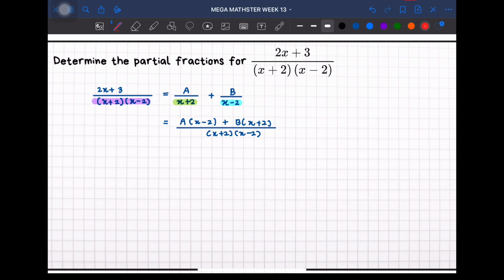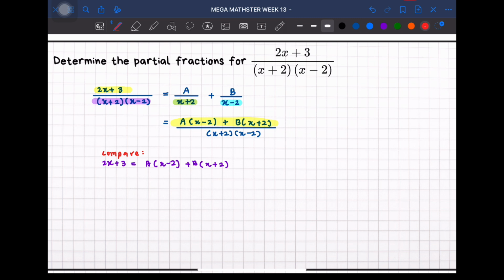Now what we are going to do is use comparison. We will compare our numerator over here and over here, because the denominator is already the same, so it's just a matter of the numerator right now. So we have the numerator 2x plus 3 is equal to A times x minus 2 plus B times x plus 2.